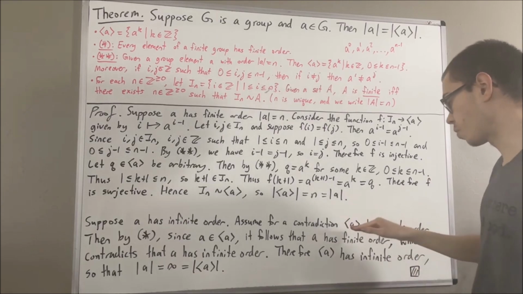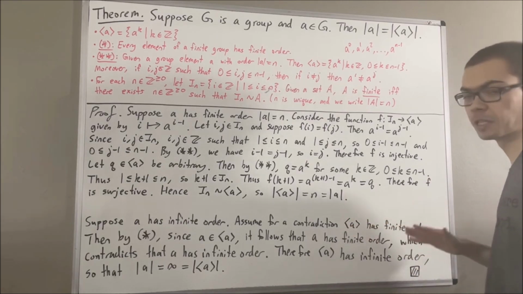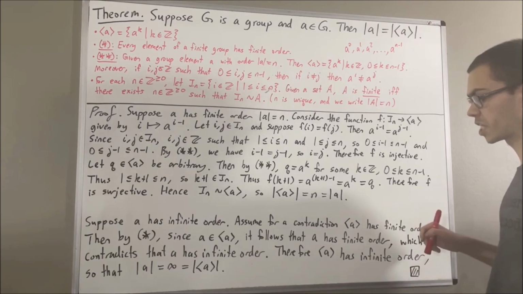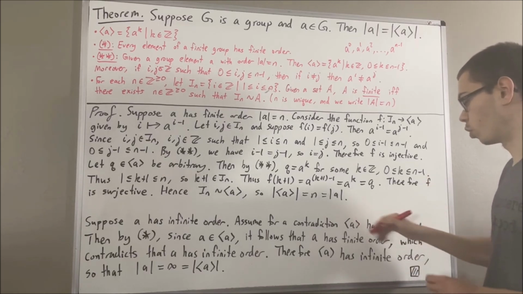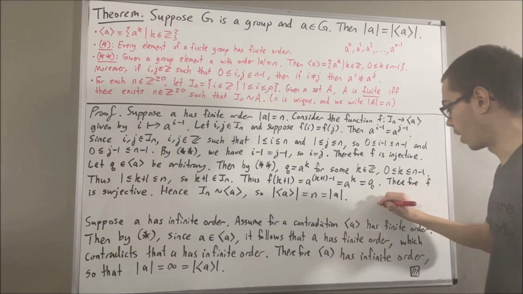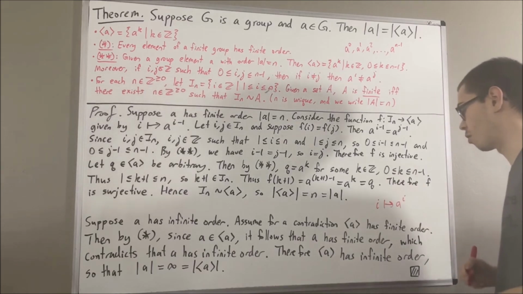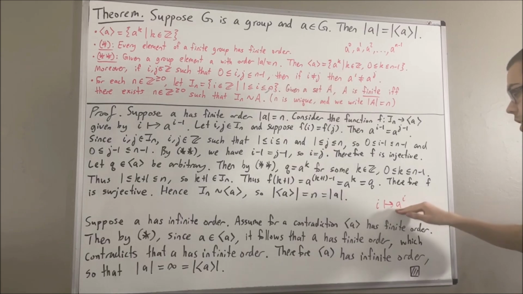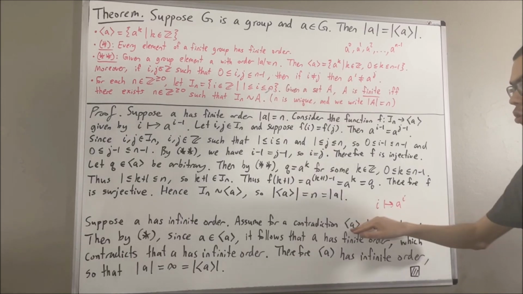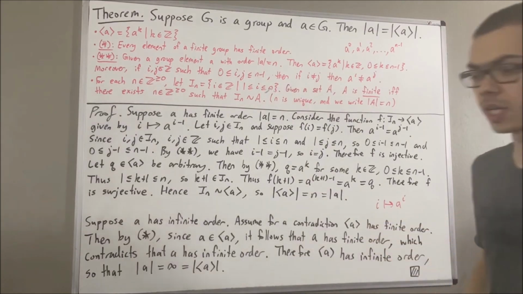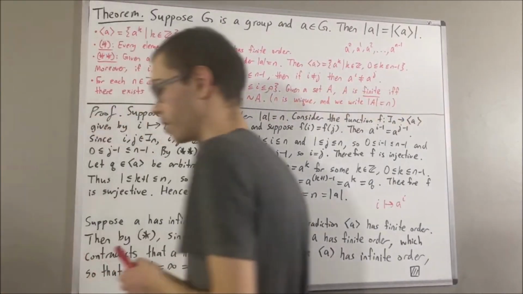Now, an alternative way to show that the group generated by A has infinite order is to establish a bijection between the integers and the group generated by A. And all you have to do is send each integer I to the element A to the power of I. This will give us a bijection between the integers and the group generated by A, and that implies that the group generated by A is infinite.